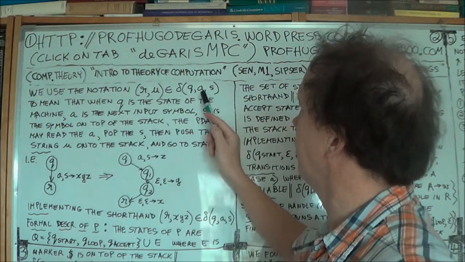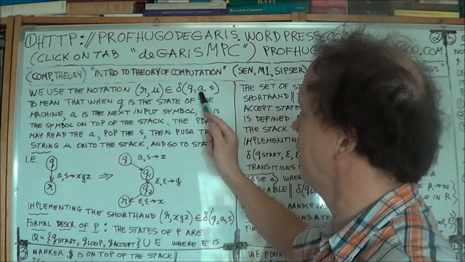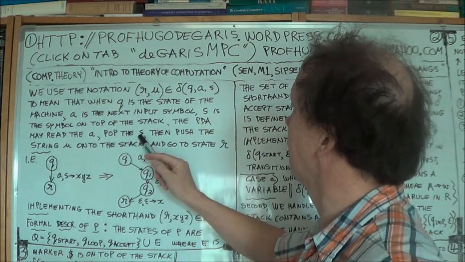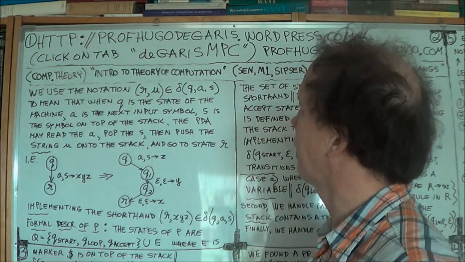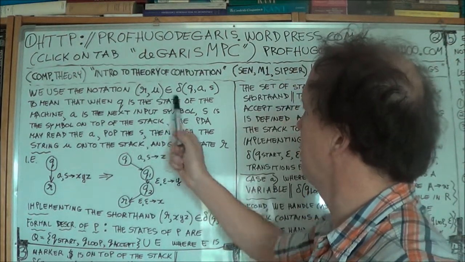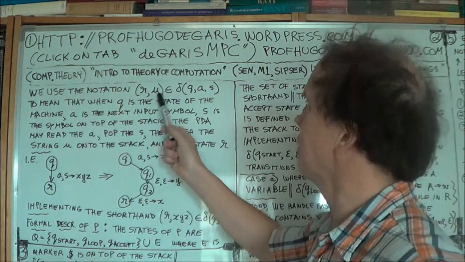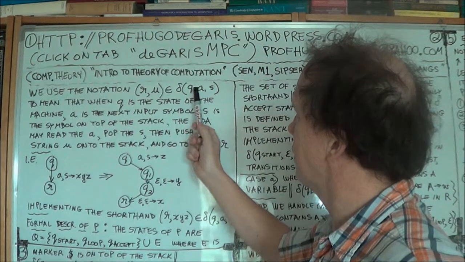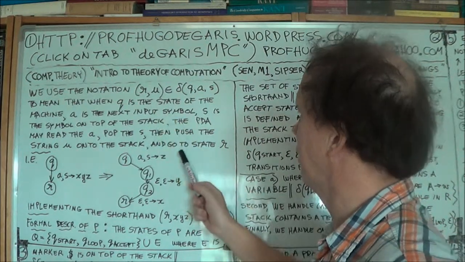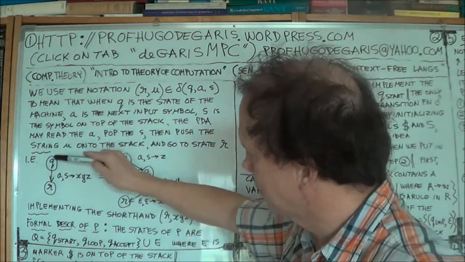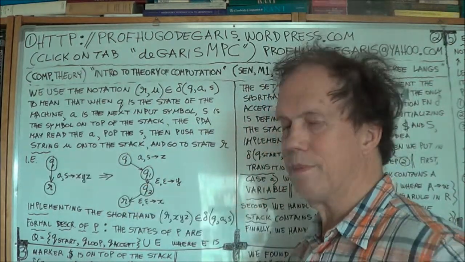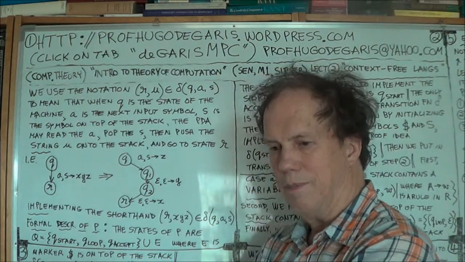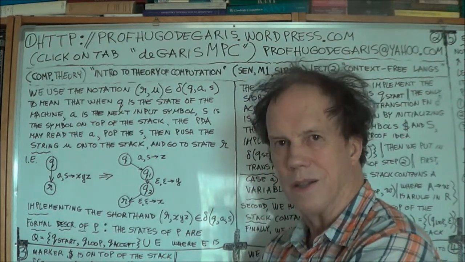It reads the A from your input string. It pops the S, and then it pushes the U onto the stack, and then switches state from Q to R. Okay, goes to state R. So here's a single transition. It might be a part of a transition diagram, a state diagram, or a state transition diagram.